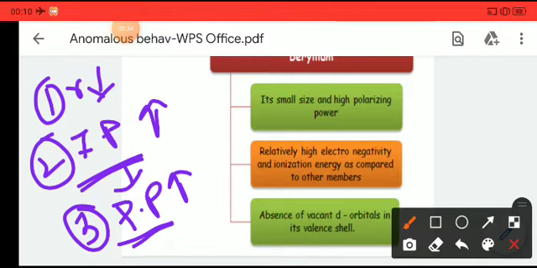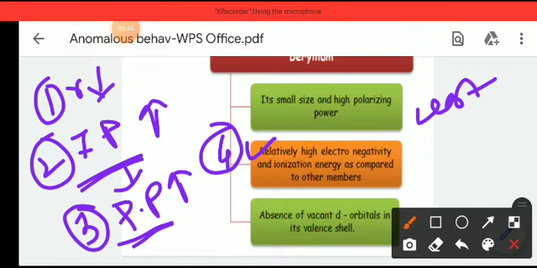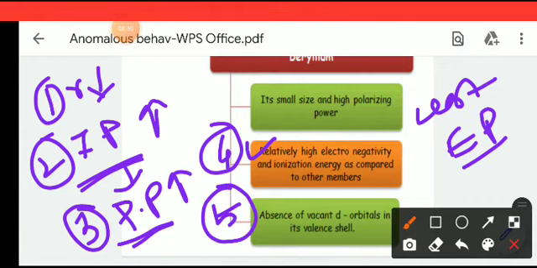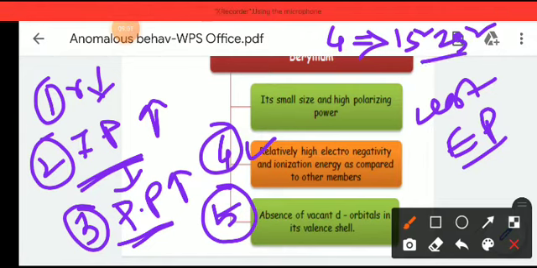Number 4 is the relatively high electronegativity, and as the electronegativity is high, electropositivity is least. Number 5 is that beryllium has the atomic number 4. So what will be the electronic configuration? Its electronic configuration will be 1s2 2s2. So it doesn't have d orbitals at all, similar to lithium. That is why it also shows anomalous behavior.